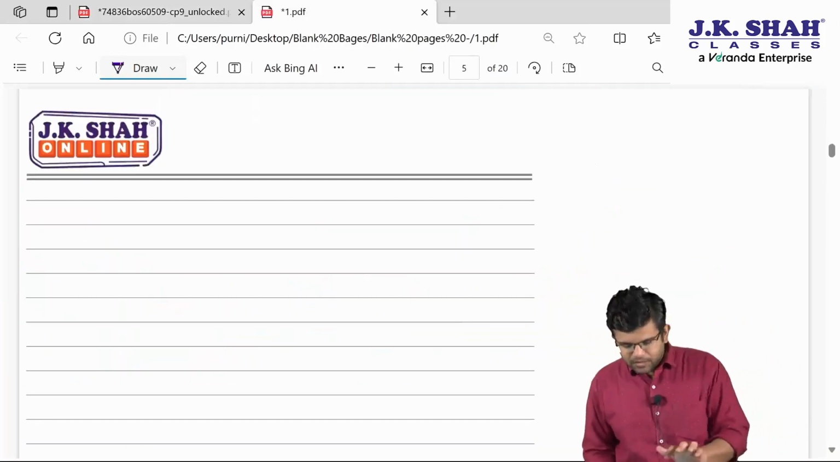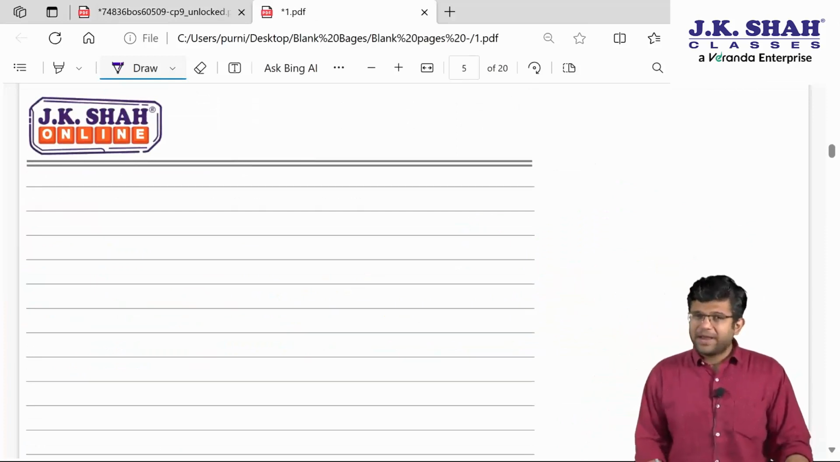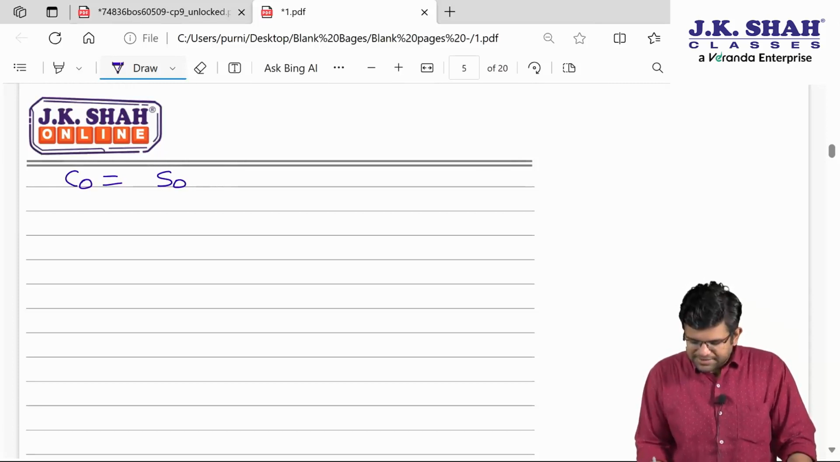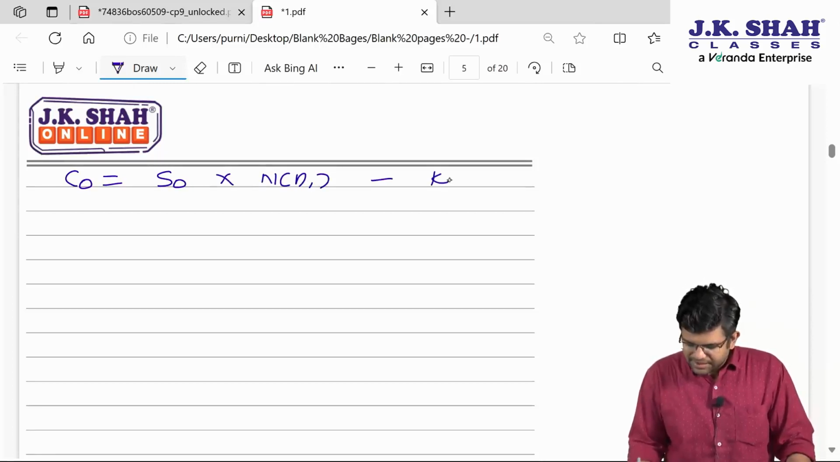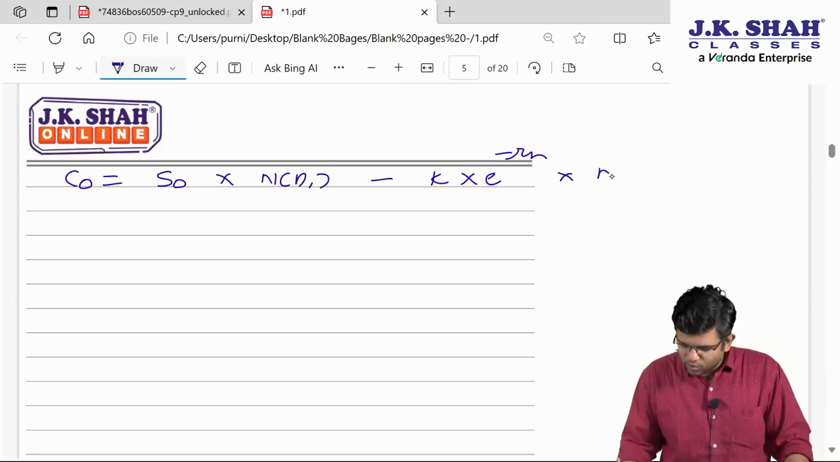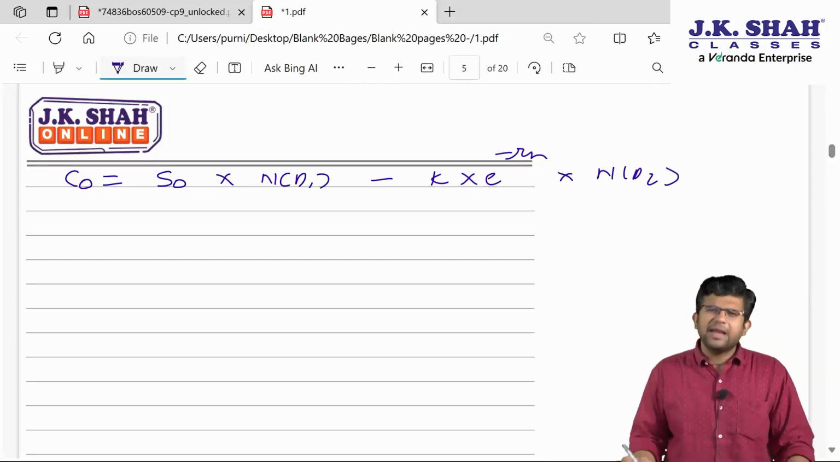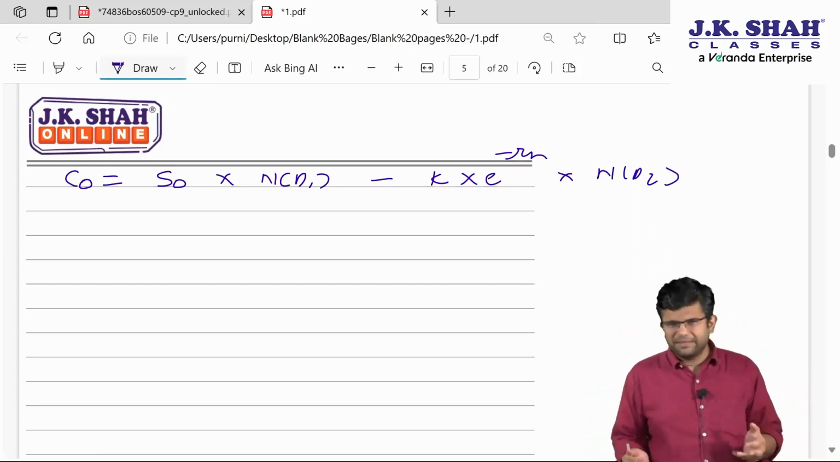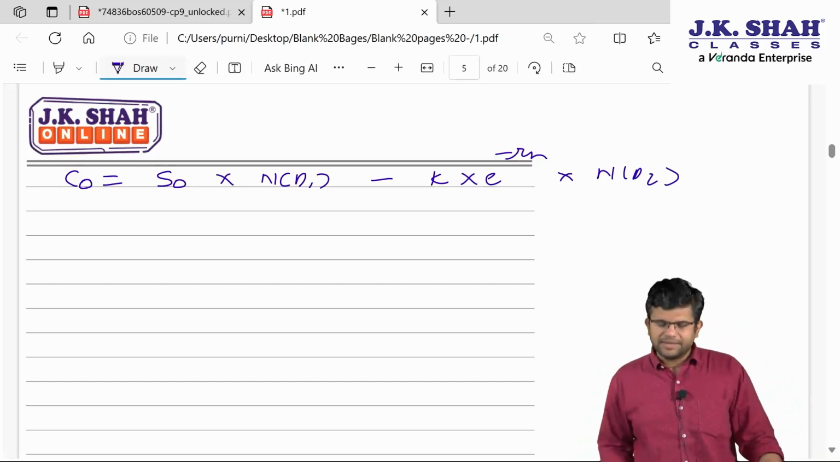Everybody ready? So now, what is the Black-Scholes model? I'll write here, C0 = S0 N(d1) - K e^(-Rn) N(d2). K into e raised to minus Rn, or you can write K upon e raised to Rn, it's the same thing, right? Present value of K basically.